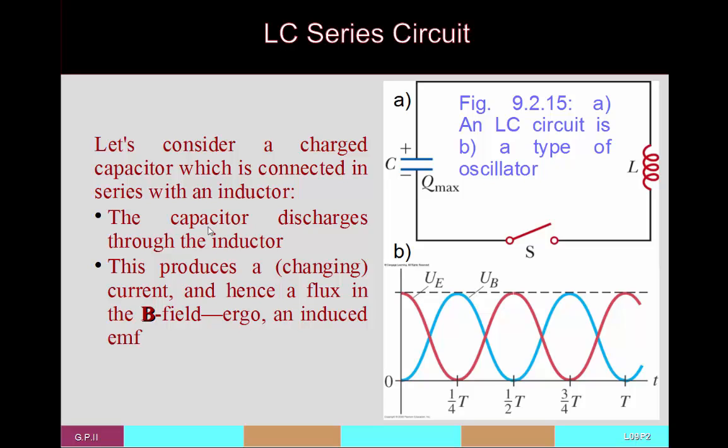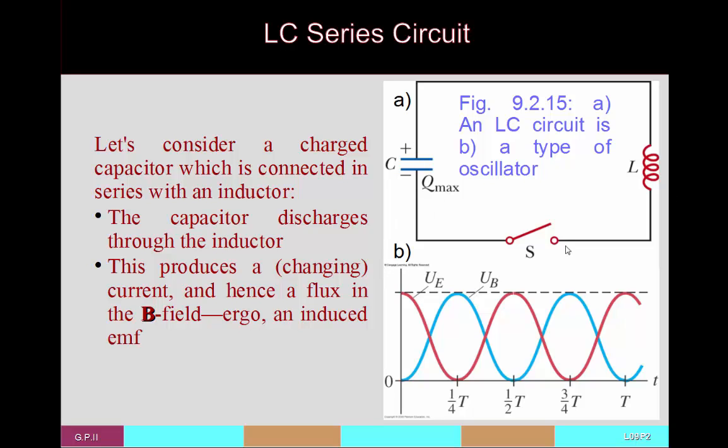All right, let's consider what happens if you have a charged capacitor that's connected in series with an inductor. Well, the capacitor in this case is going to discharge through the inductor, and that's going to produce basically a changing current and hence a changing flux in the magnetic field. So, by Faraday's law, that means you're going to get an induced EMF.